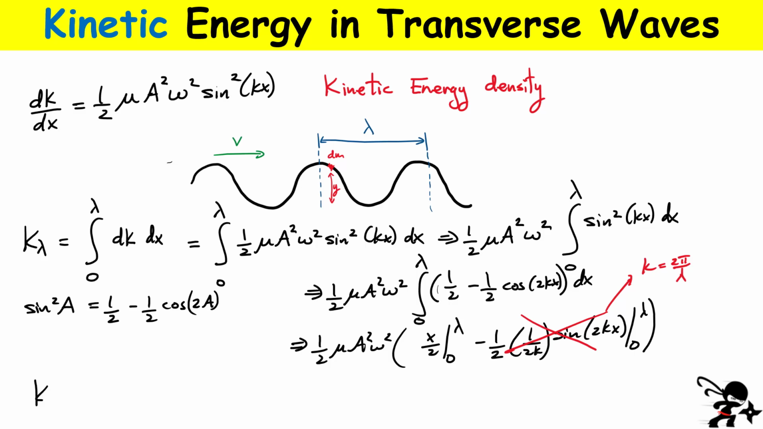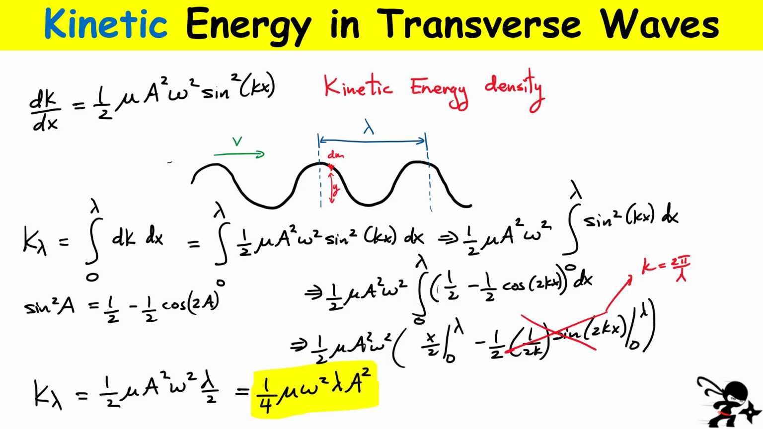So that means that the kinetic energy in one wavelength, kind of like our average kinetic energy right here, is 1/2. Again, I'll just do one more step here. A squared omega squared, and this term here simply becomes lambda over 2. What we can do is just group all the numbers in the front. So you get 1/4 mu omega squared lambda a squared. Okay, so this is my final expression.